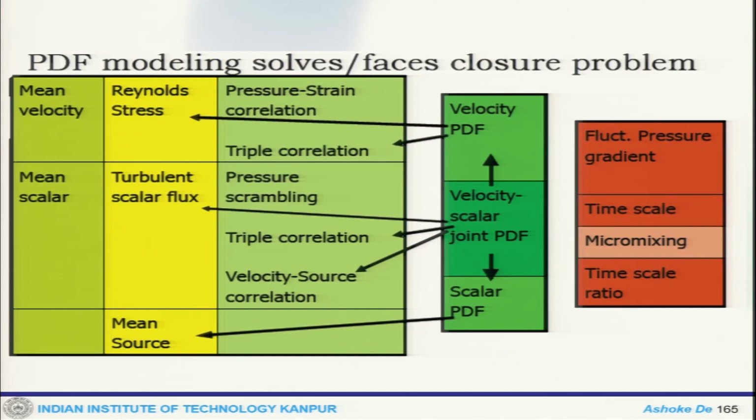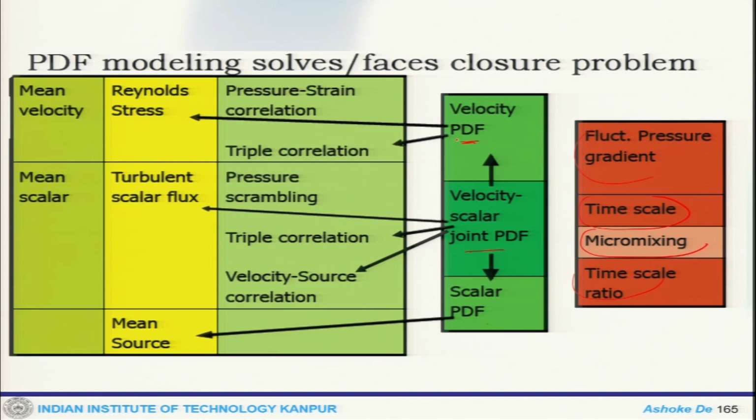So, if you put the whole set of discussion on this scalar PDF or transported PDF in one place, then you can get this is our velocity PDF, this is the joint velocity scalar PDF and this is the scalar PDF. So, from the joint velocity scalar PDF you can still achieve your velocity PDF and also scalar PDF. And the other terms, you have time scale, micromixing time scale ratio, pressure fluctuation gradient.